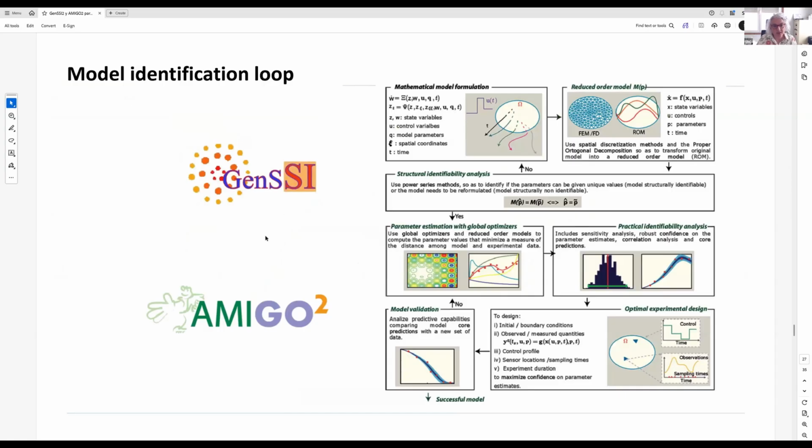So both tools are able, again, to help you in the model identification loop at different stages, so solving the structural identifiability analysis question, whether the solutions are unique or not, and then solving the parameter estimation problem itself, addressing the practical identifiability and the uncertainty associated with the parameter estimates, solving the optimal experimental design problem, and again, contributing to model invalidation, I would say, through the incorporation of new experimental data.